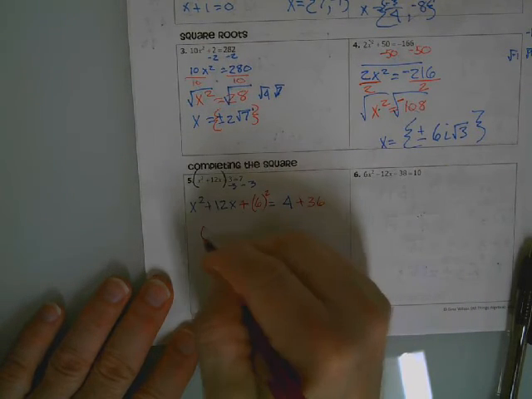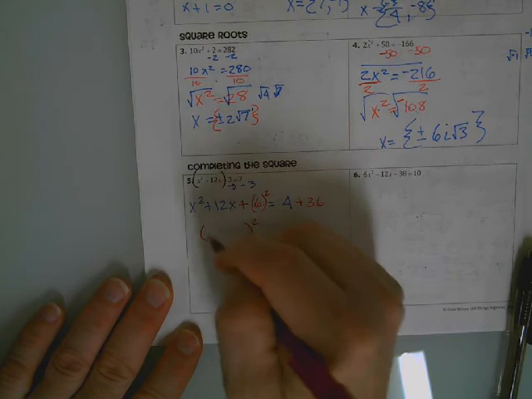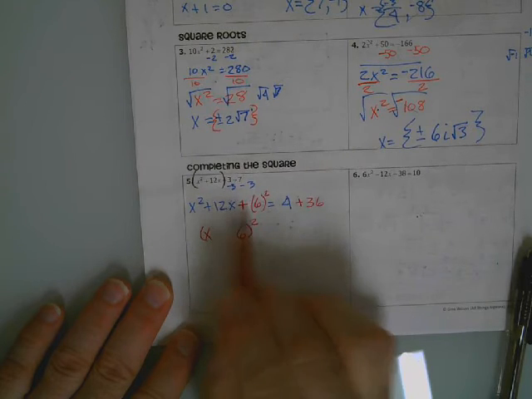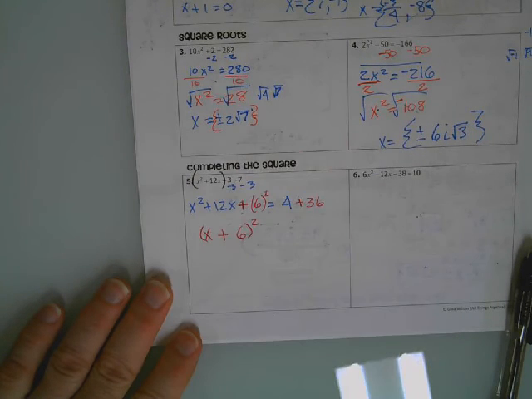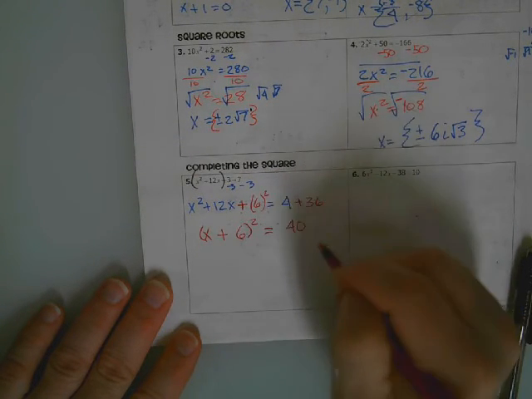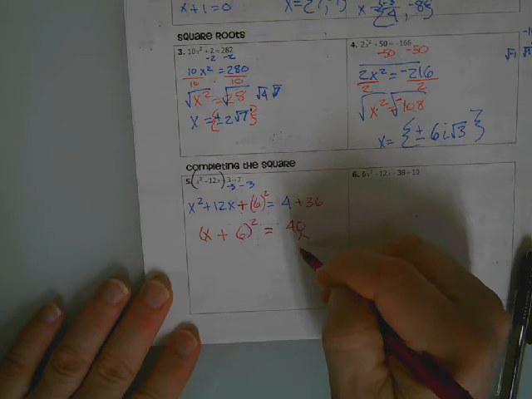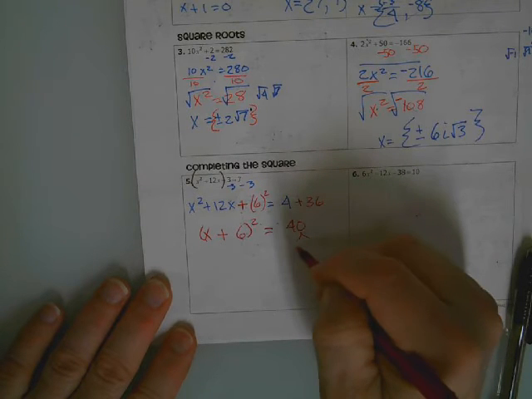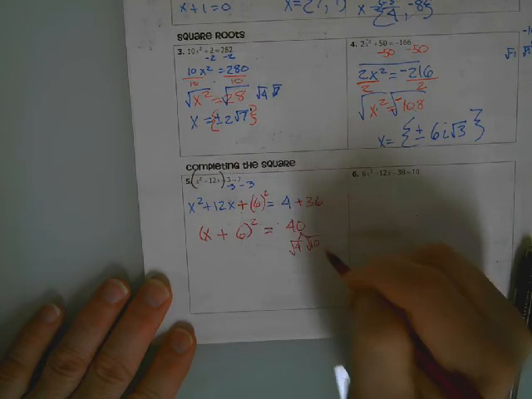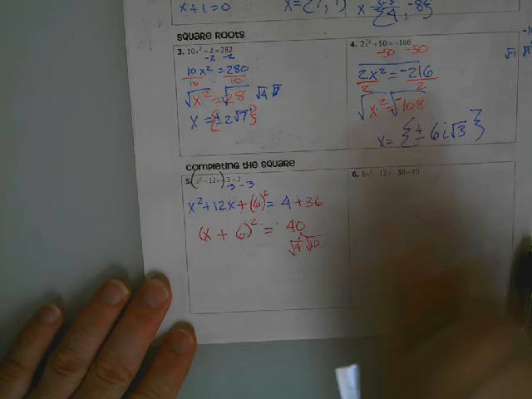Okay, then this is a perfect square trinomial. My first term is x, the last term is 6. Both of these signs are positive, so this is plus. Okay, that's equal to 40, which factors into what? 10 and 4, and 10 just has factors of 2 and 5, which are not perfect squares, so we're going to stop there.